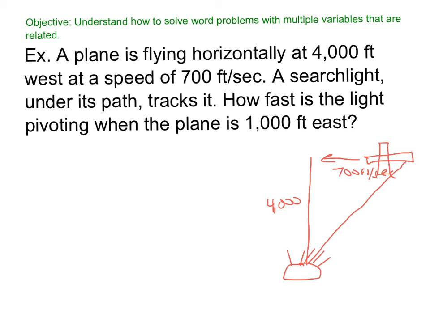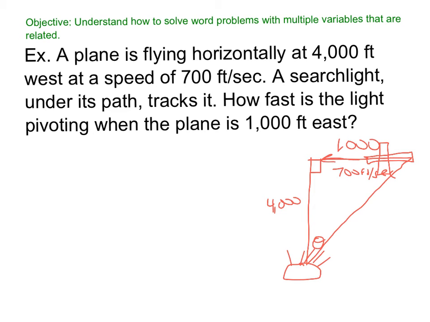So there's a triangle, right? But unlike the other ones, and it is a right triangle, we're actually not going to be using Pythagorean theorem, because how fast is the light pivoting? What's it asking? It's asking about an angle. So that's a little tricky when it's 1,000 feet.